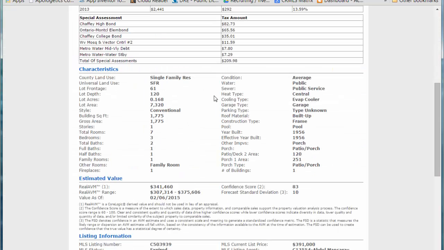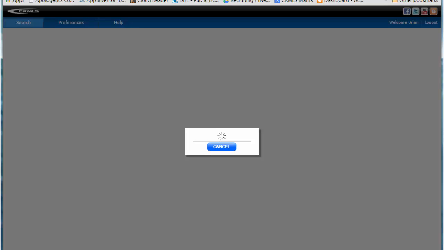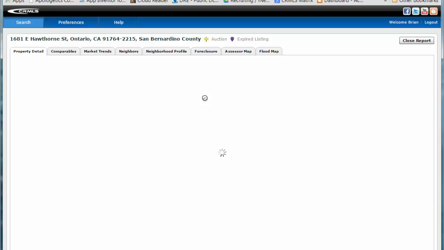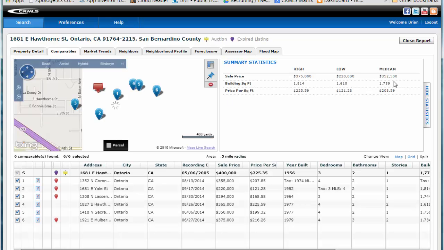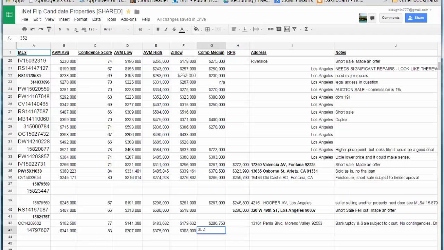So I'm at 308. And here's the comparables. The way you get to that is you go back to the real list and you go comparables. And again, you want to do this as fast as you can. When this is already preloaded, it's a lot faster. And then you look for the number in the top right-hand corner. You don't always get one. In this case, we did. It's 352. So that's the number I'm going to put in.